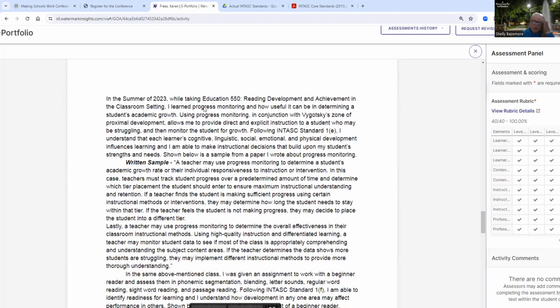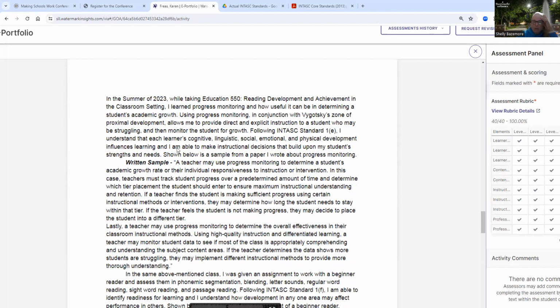In the summer of 23, while taking Education 550, Reading Development and Achievement in the Classroom Setting, I learned progress monitoring and how useful it can be in determining students' academic growth. Using progress monitoring in conjunction with Vygotsky's zone of proximal development allows me to provide direct and implicit instruction to a student who may be struggling, and then monitor the student for growth.